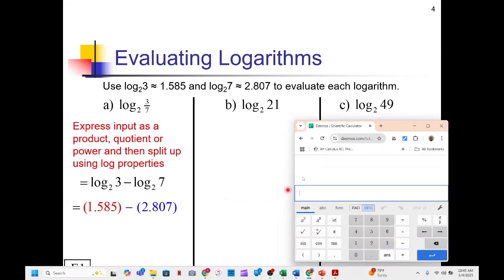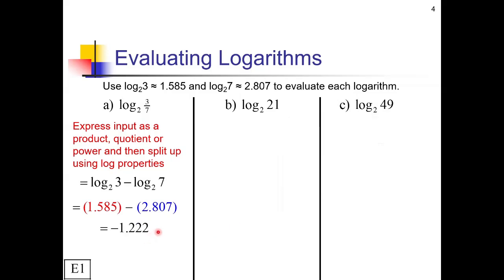So let me just do 1.585 minus 2.807, and that comes out to negative 1.222.